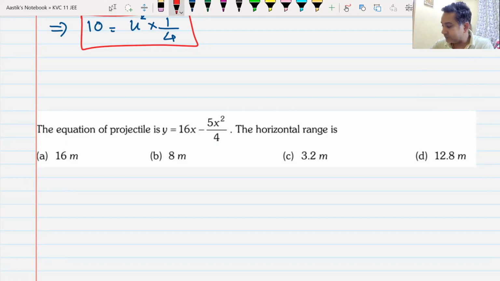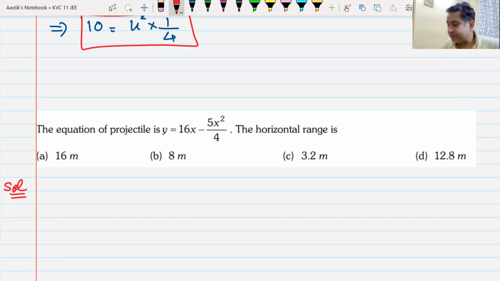Anyone? Anyone could solve this question? Yes or no? Anyone with an answer? We were not in last class.